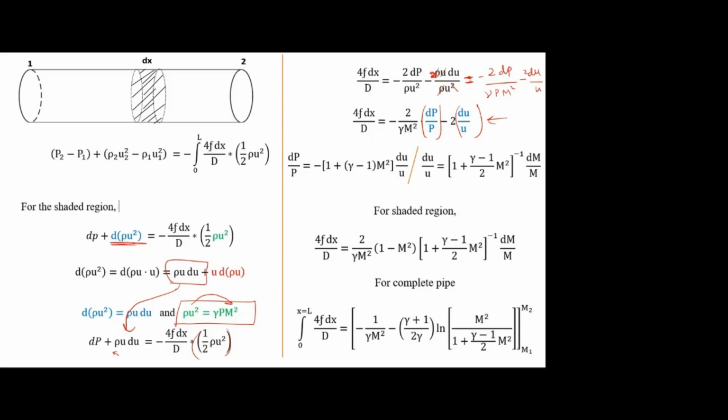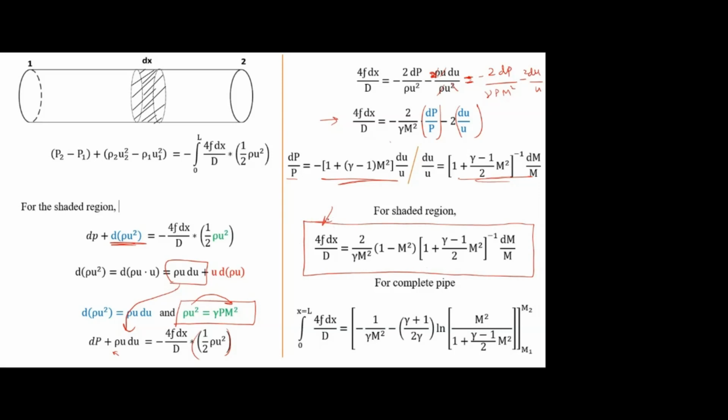Yes, sir. And then they are converting dp by p in terms of Mach number, and again du by u in terms of Mach number. So now substitute. In this equation, substitute instead of dp this one, instead of du this one, and you will get this equation. Is it clear? Yes, sir. That's it. This is for the shaded region.